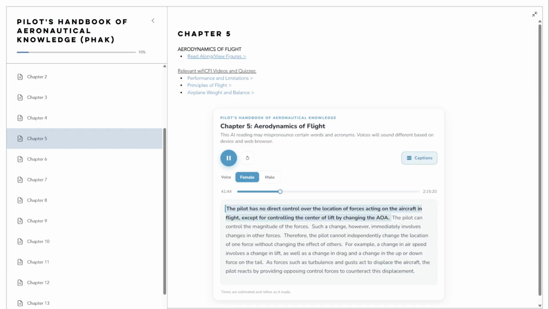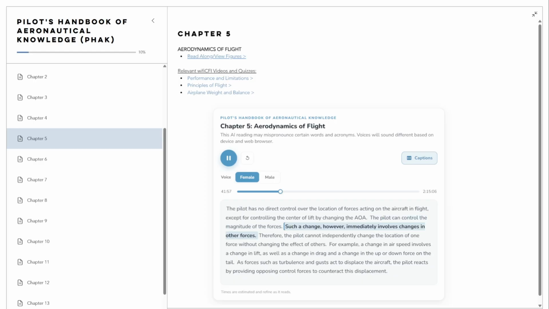The pilot has no direct control over the location of forces acting on the aircraft in flight, except for controlling the center of lift by changing the AOA. The pilot can control the magnitude of the forces. Such a change, however, immediately involves changes in other forces. Therefore, the pilot cannot independently change the location of one force without changing the effect of others. For example, a change in airspeed involves a change in lift, as well as a change in drag and a change in the up or down force on the tail.